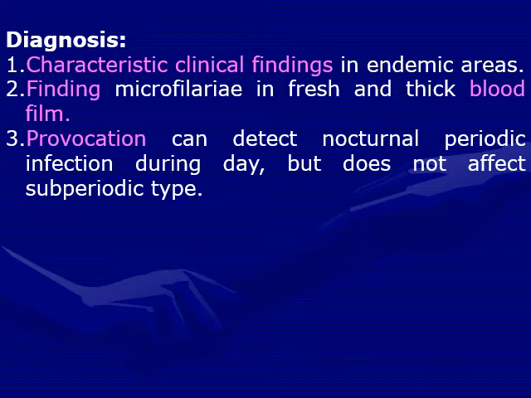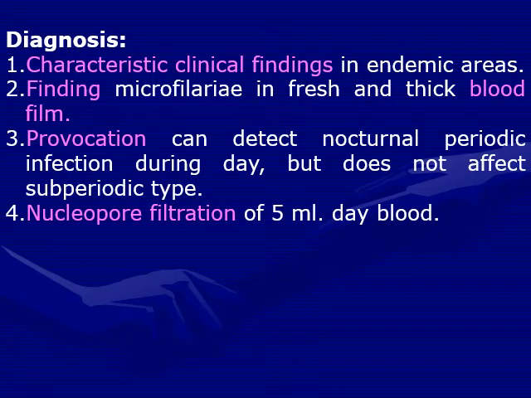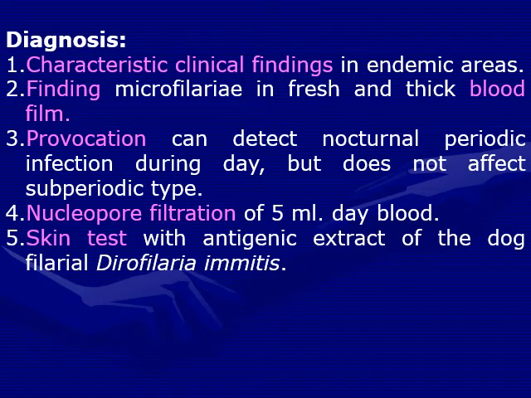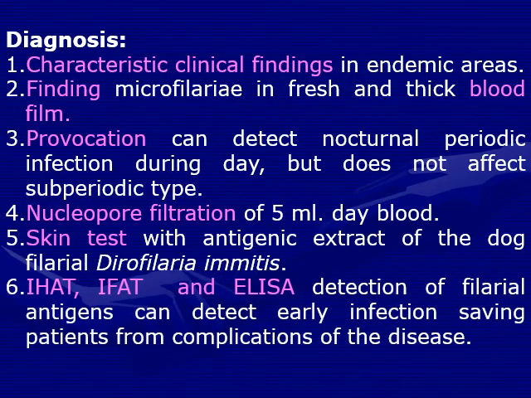So we can do provocation to detect nocturnal infection during the day, but this does not affect the subperiodic type. The subperiodic type also is easy to be taken from 2 to 8 p.m. Also, we can do nucleopore filtration of 5 milliliters of blood by day, and we can find a few microfilariae. Also, we can do a skin test with antigenic extract from the dog filaria, Dirofilaria immitis, which is nearly antigenically similar to Wuchereria bancrofti.